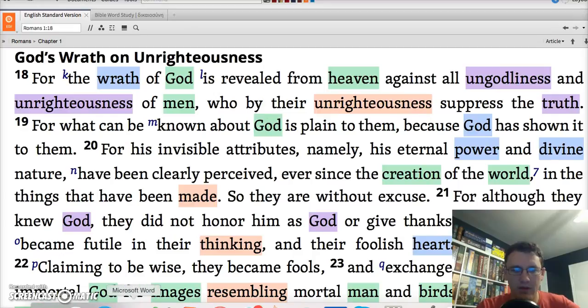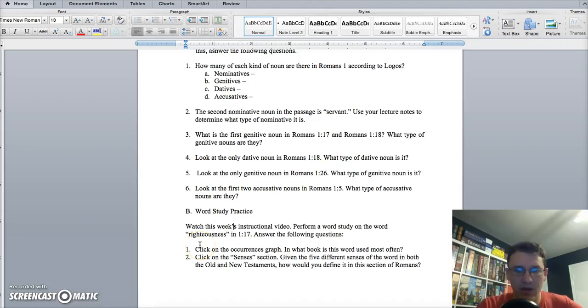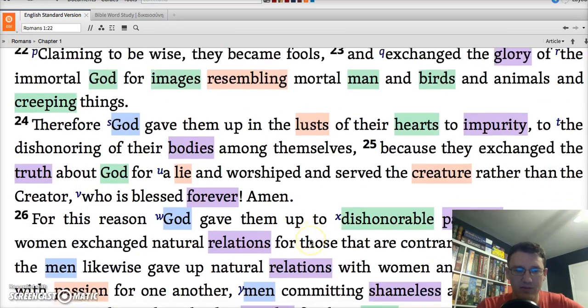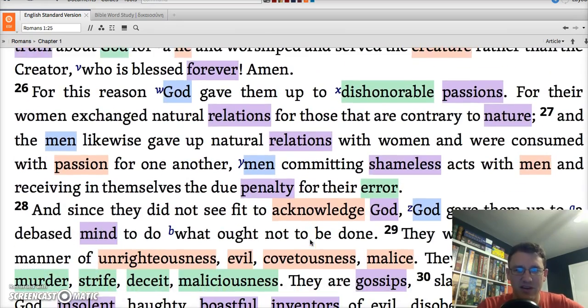Okay? All right, next question. Look at the only genitive noun in Romans 1:26. What type of genitive noun is it? Let's head back to Romans 1:26. The only genitive noun is dishonorable. And what you should notice immediately with your English sensibilities is that this seems like it's functioning like an adjective. For this reason, God gave them up to dishonorable passions. Passions is the noun and dishonorable is describing it.